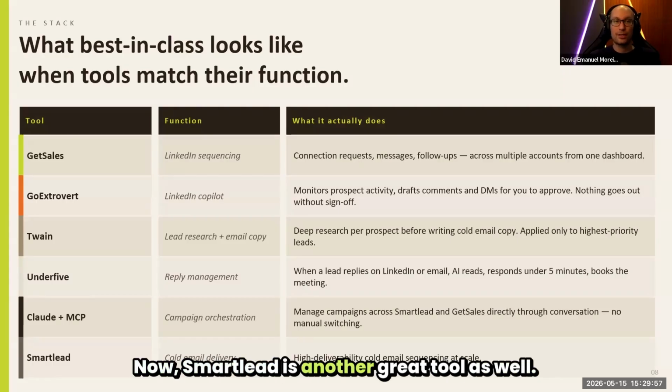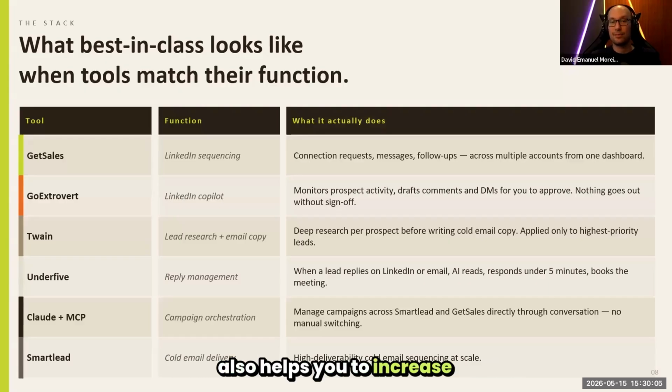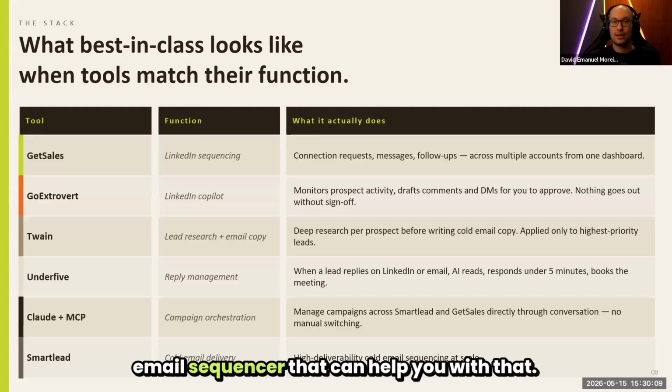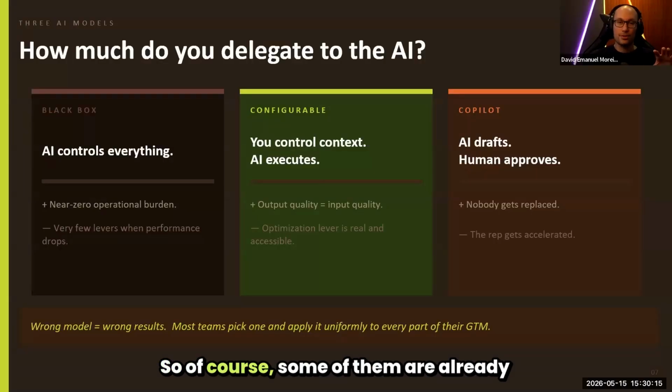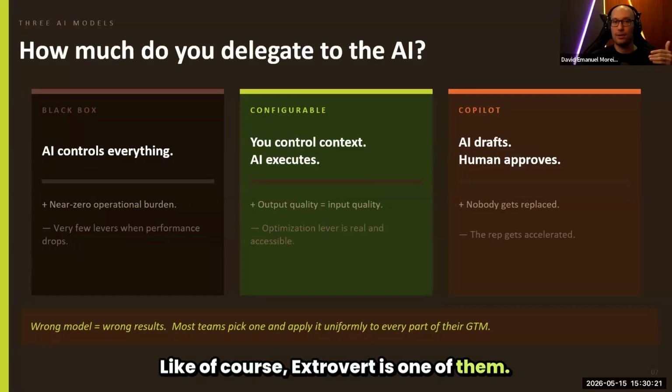Now, Smartlead is another great tool as well. We use it for LinkedIn sequences and cold email sequencing, and it also helps you increase email deliverability. There are many other email sequencers that can help you with that. Of course, some of them are already deploying AI solutions, like AI parts. Of course, Extrovert is one of them.